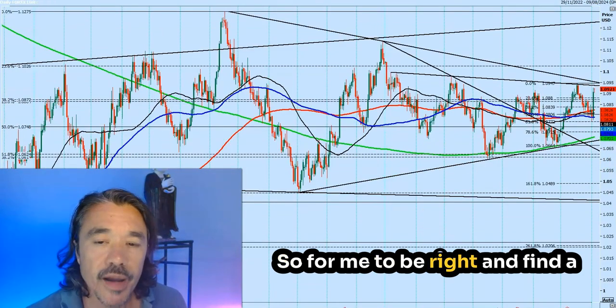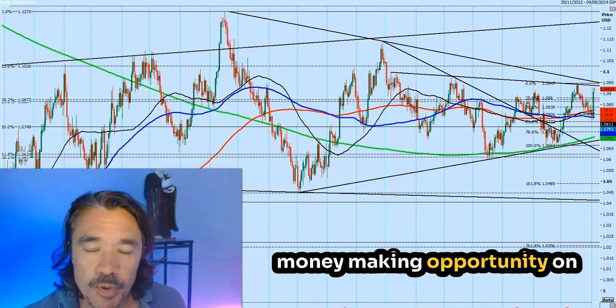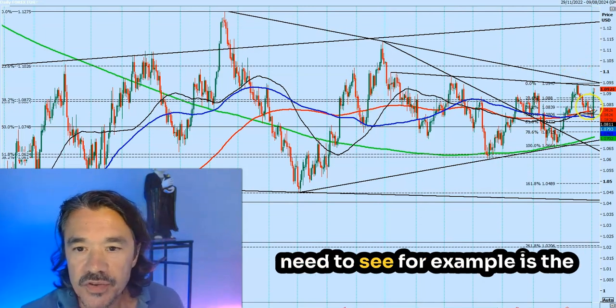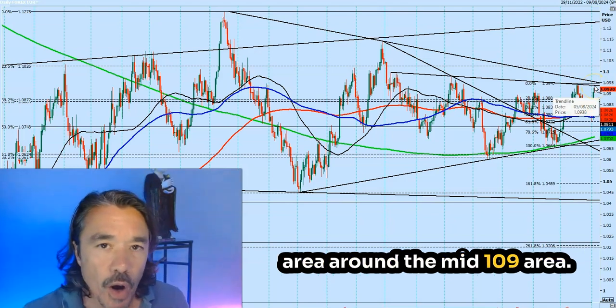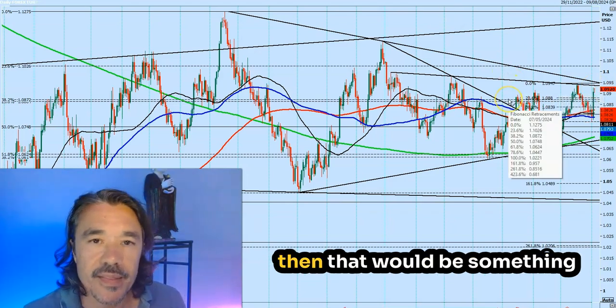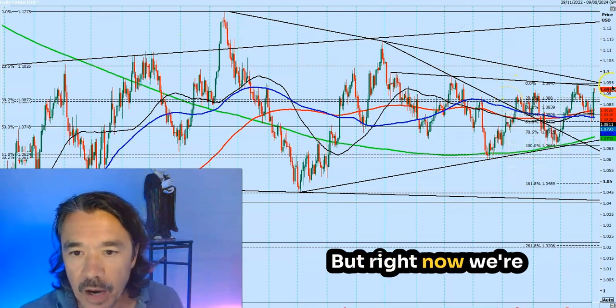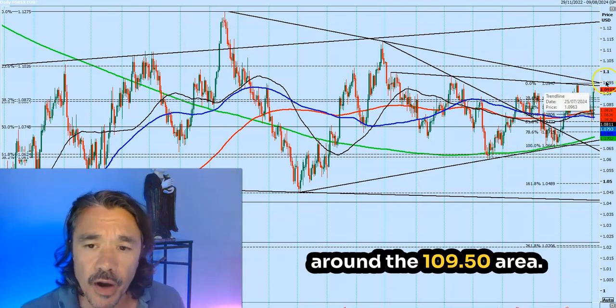So for me to be right and find a money-making opportunity on a weaker dollar, what I would need to see, for example, is the euro break above the resistance area around the mid-109 area. Then we'd have a breakout, and then that would be something that I could actually trade. But right now, we're holding below resistance around the 109.5 area.